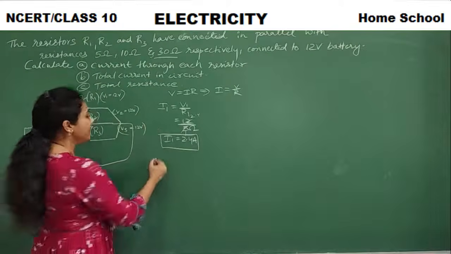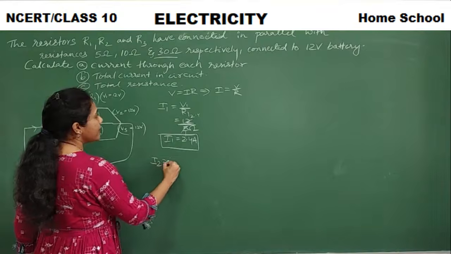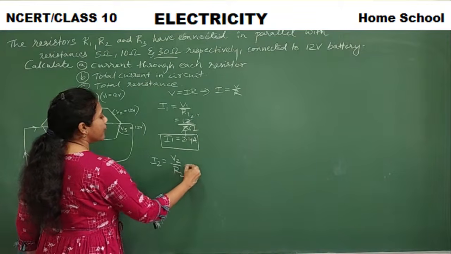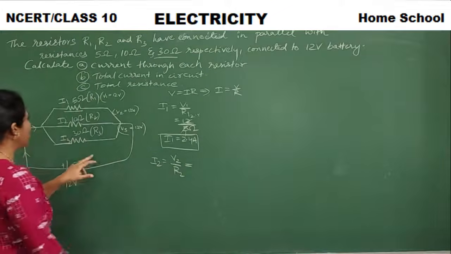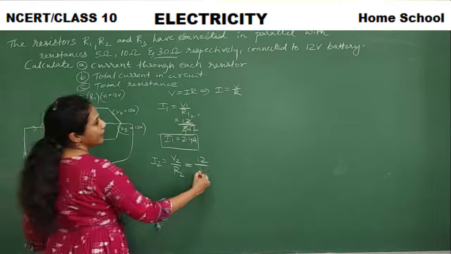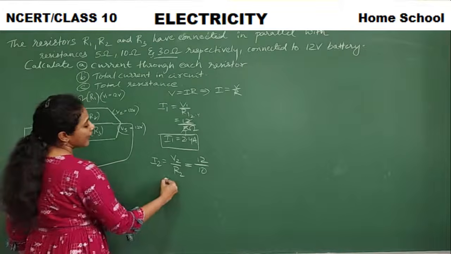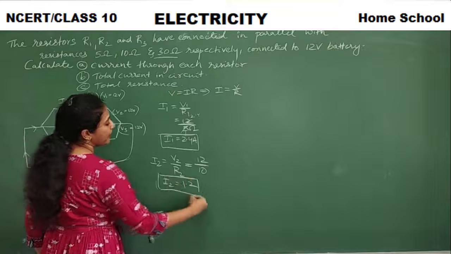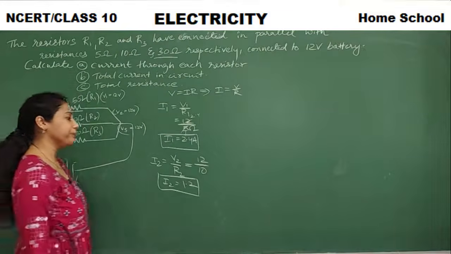Fine. Similarly, what is I2? I2 is equal to V2 by R2. So which is equal to, V2 is what? 12 and R2 is what? 10. So how much do you get here? I2 is equal to 1.2. You would be getting 1.2.